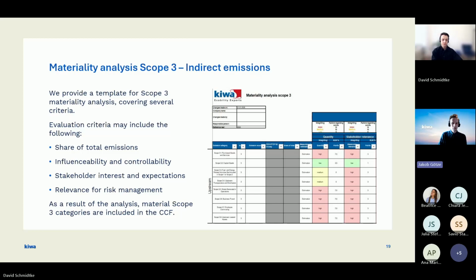this analysis, the materiality analysis, typically considers several criteria, such as the share of total emissions, the degree of influence of the company over those emissions, stakeholder expectations, and the relevance for risk management. And based on the assessment, the relevant or material scope 3 emissions are selected for inclusion into the inventory of the company.